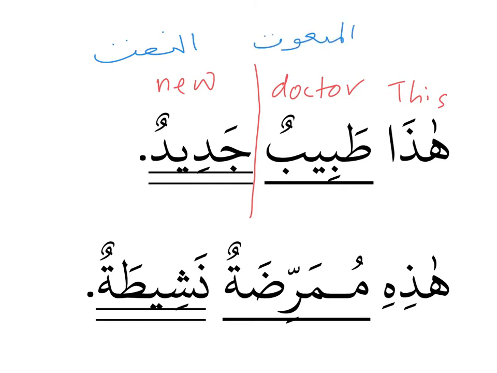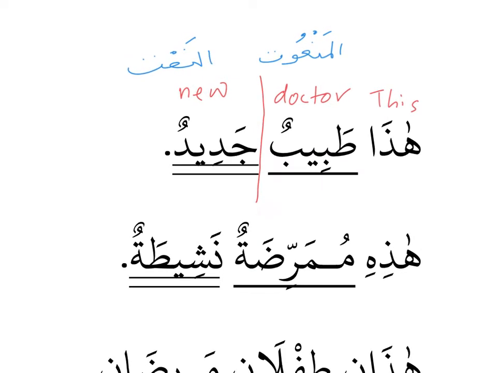So this is the structure of na'at and man'ut in Arabic. The man'ut, or the word that you want to describe, must come first, then you put the na'at immediately after the man'ut. So it becomes هذا طبيب جديد. We don't say هذا جديد طبيب. No, it must be هذا طبيب جديد. That is for the first example.